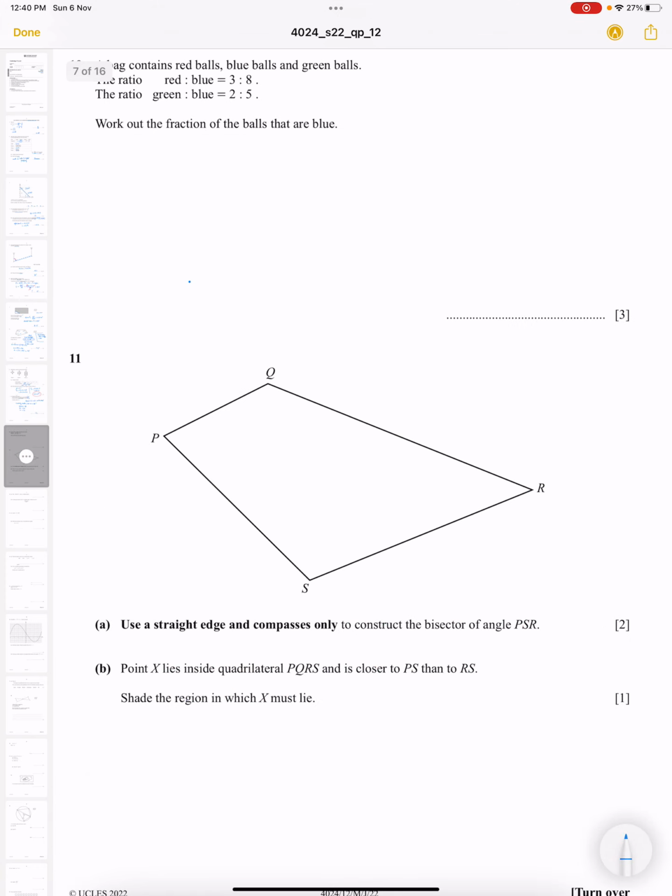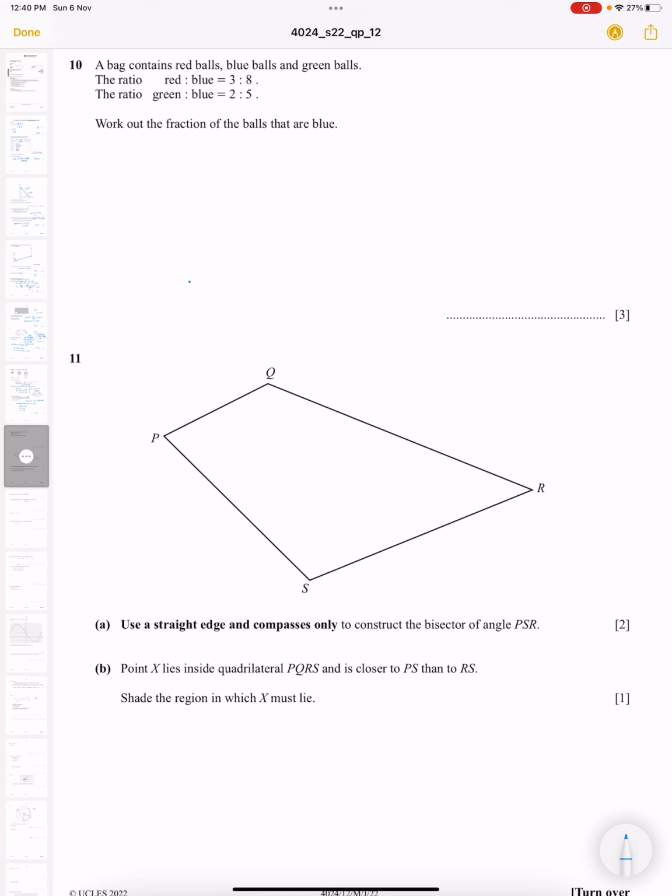The next question. A bag contains red balls, blue balls, and green balls. The ratio red to blue is 3:8, green to blue is 2:5. Work out the fraction of the balls that are blue.